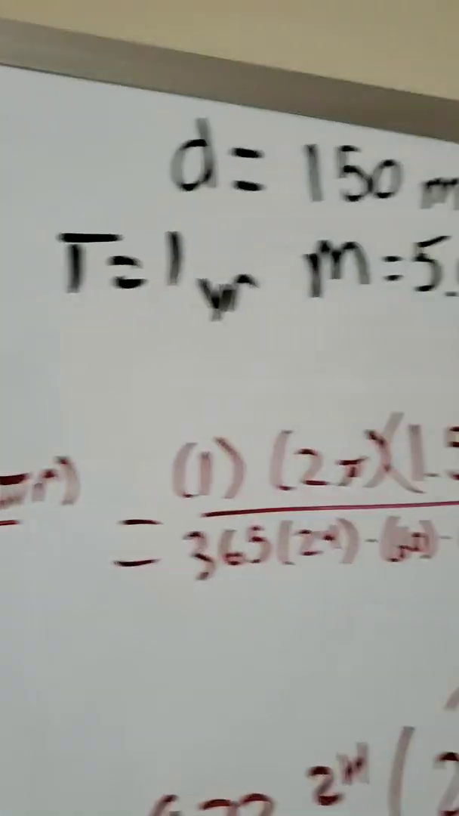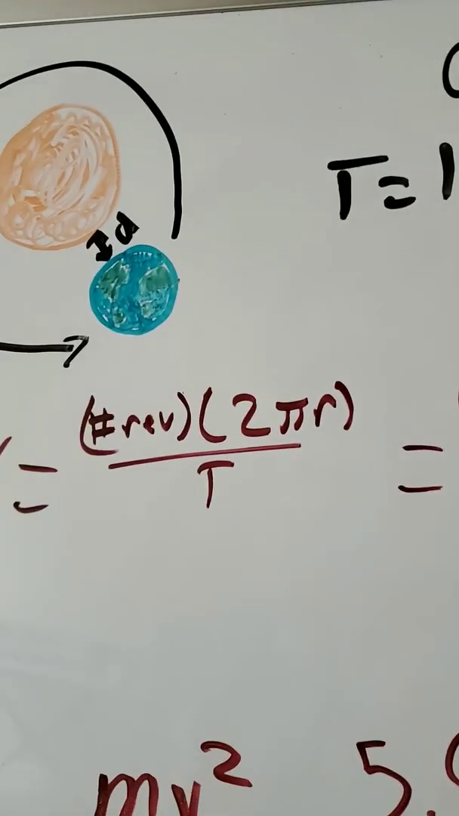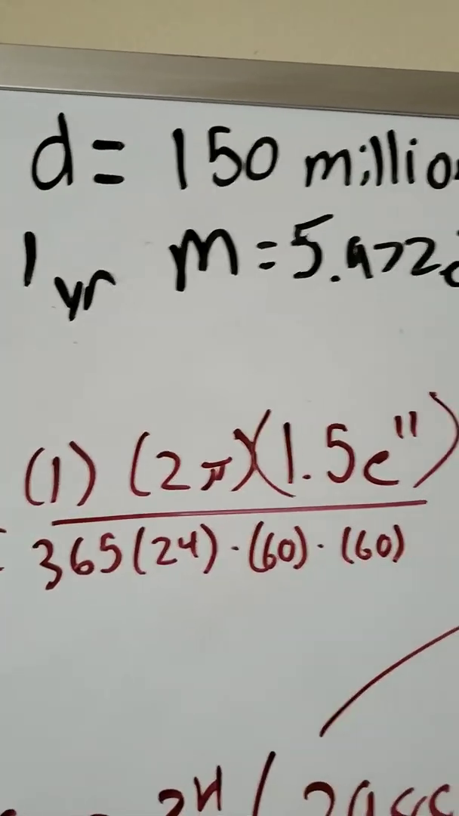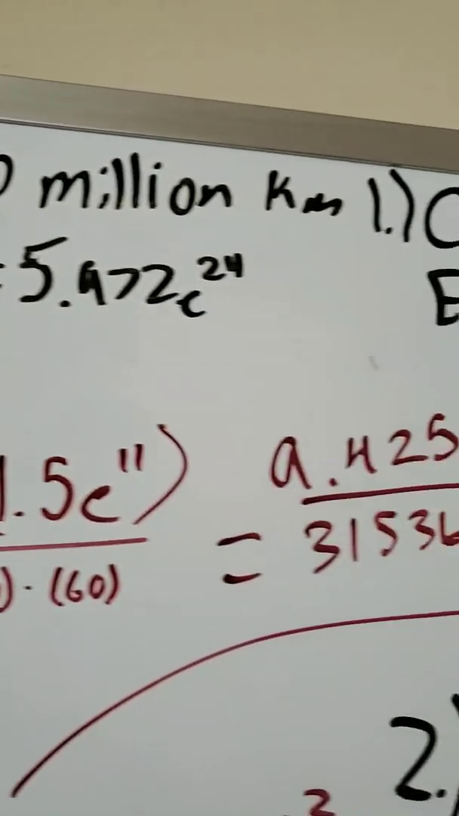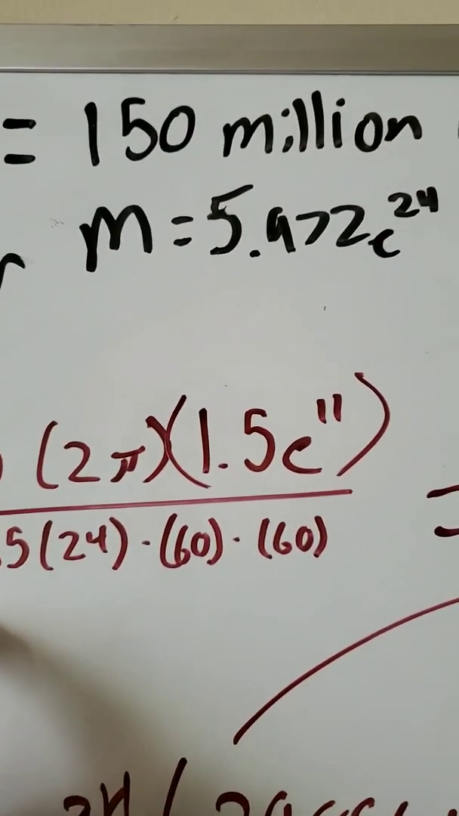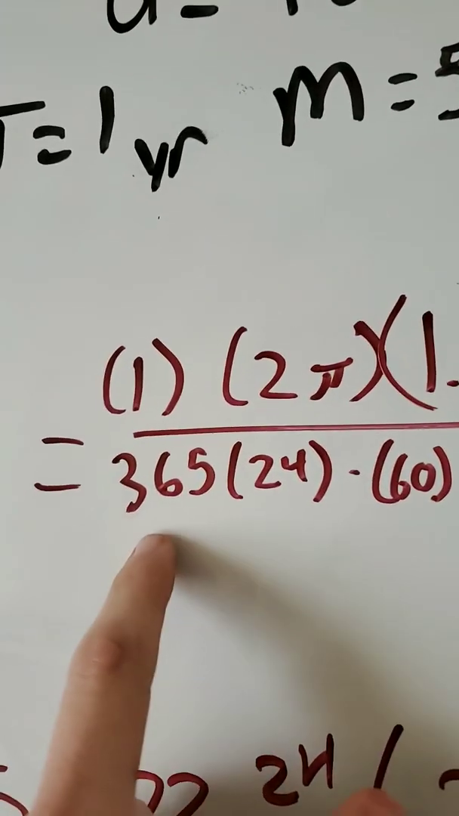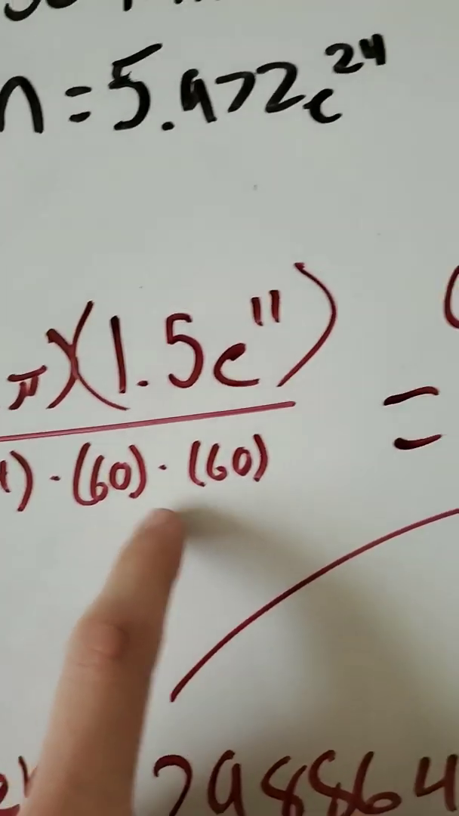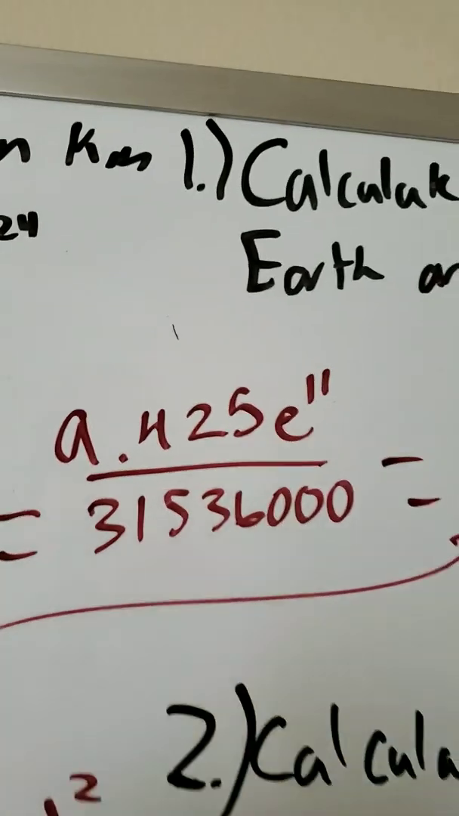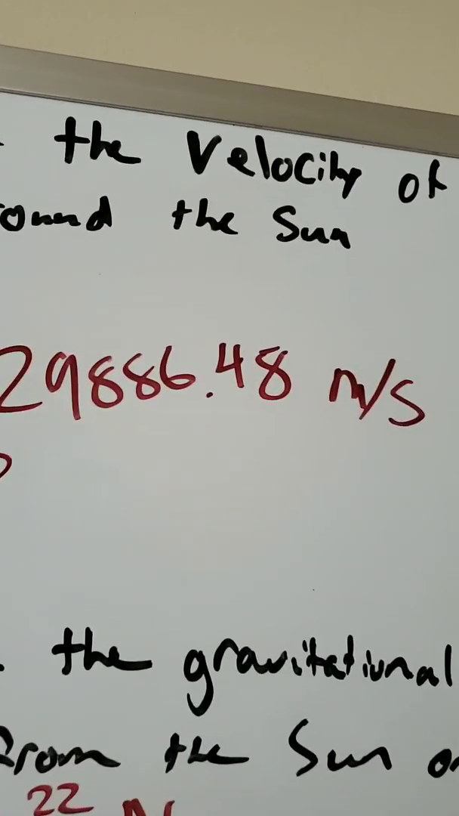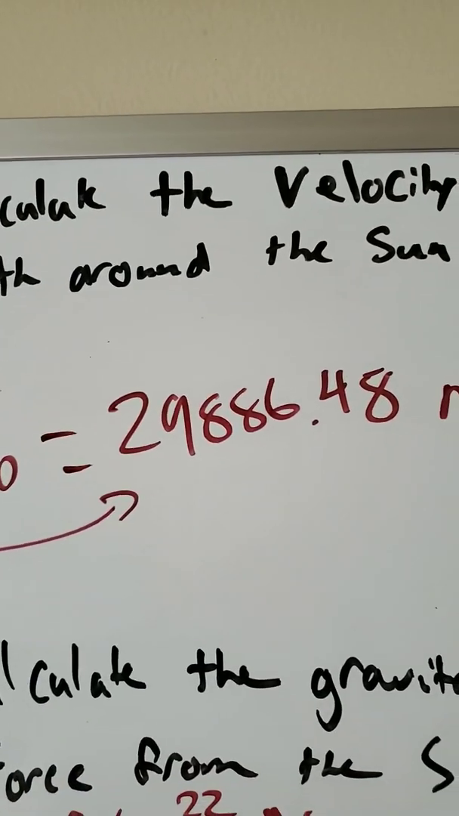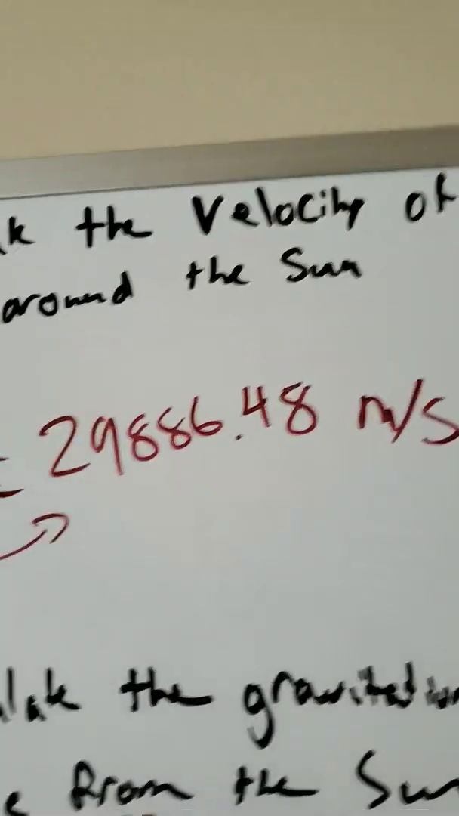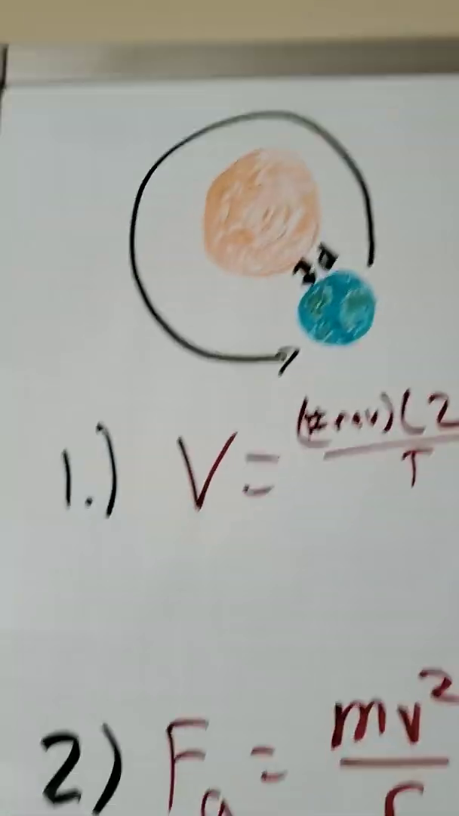All right. So I'm not going to really bore you with just plugging in those numbers there for the velocity. But once you do, also the time, the year, we converted that to seconds. So 365 days times 24 hours per day times 60 minutes per hour times 60 seconds per minute. And you will come out to just under 30,000 meters per second. Yeah, the Earth's in a hurry, I know.